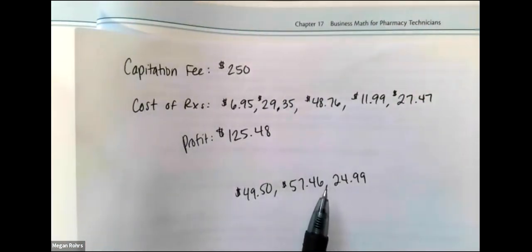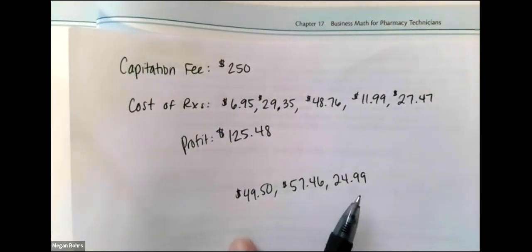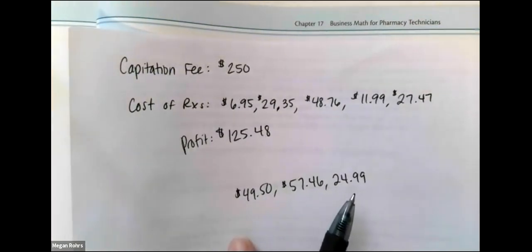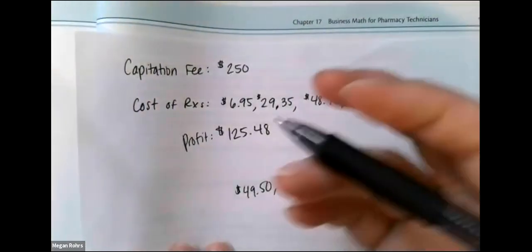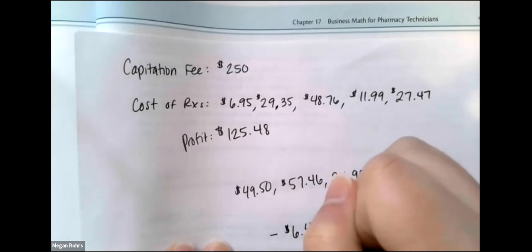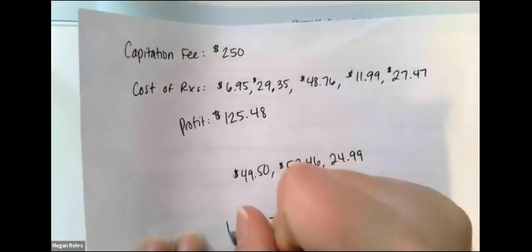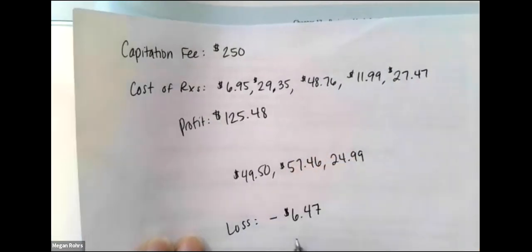So $125.48 minus $49.50 minus $57.46 minus $24.99. That leaves me with negative $6.47. So that second month, I'm going to have a loss of $6.47.